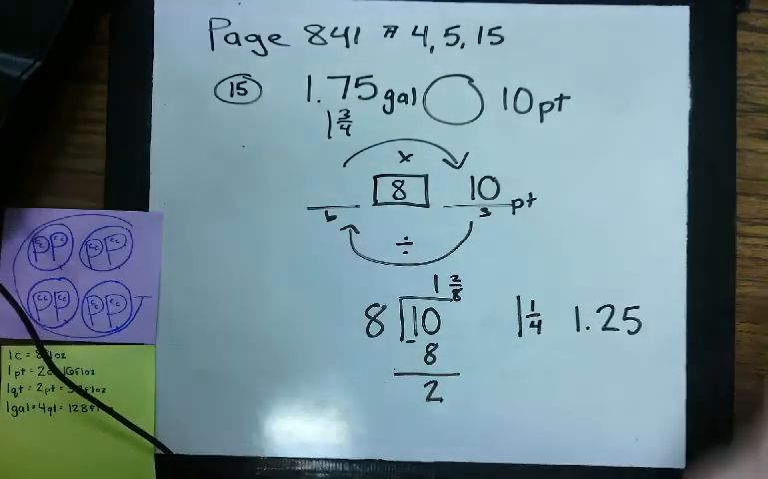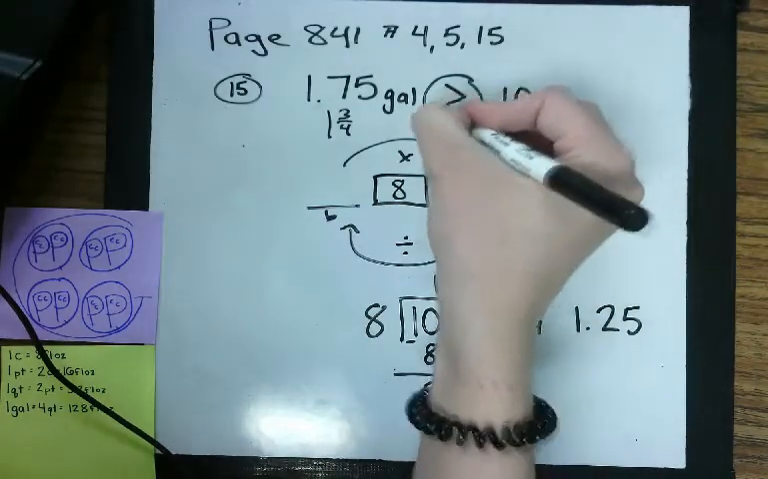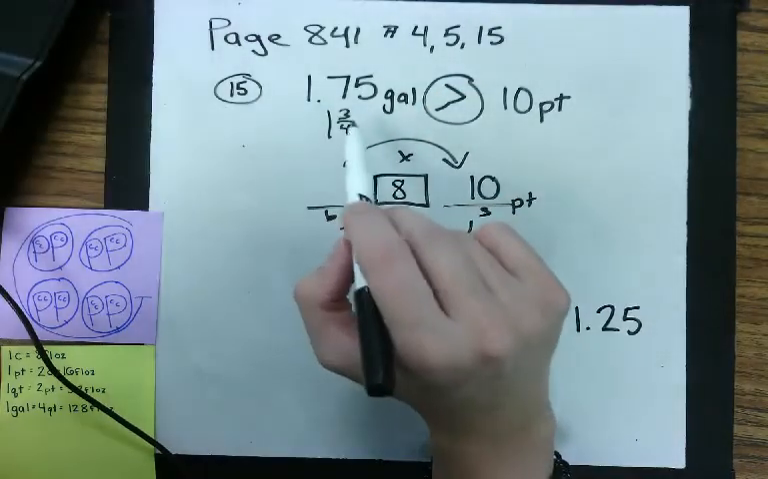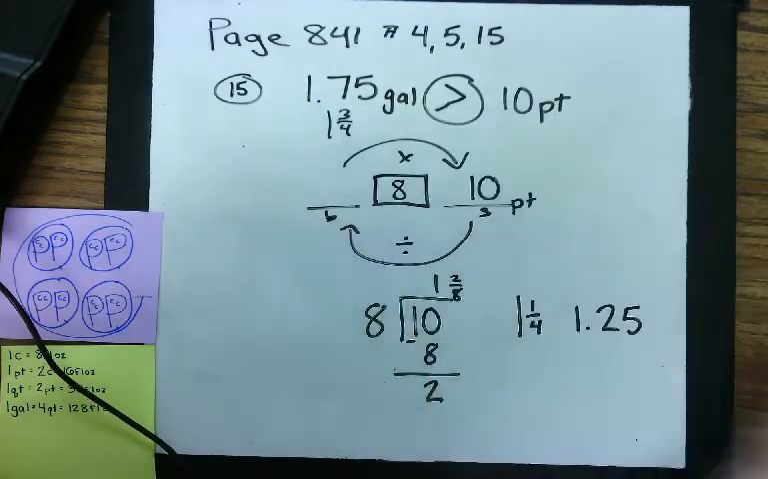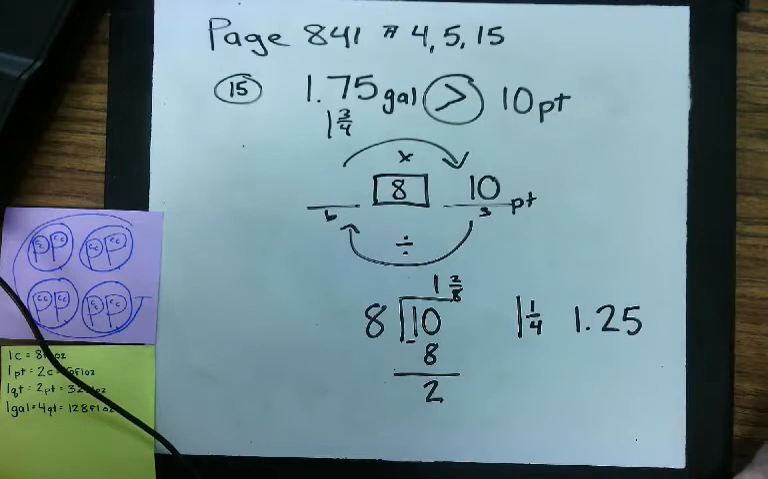All right? So we know that 10 pints is less than 1 and 75 hundredths. Or 1 3/4 of a gallon is greater than 10 pints. So that's how you do those ones.